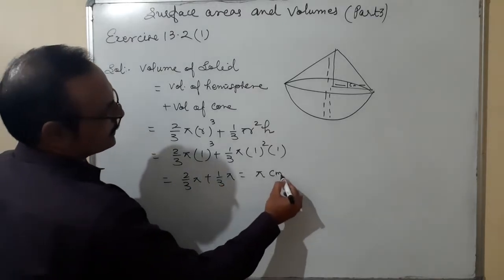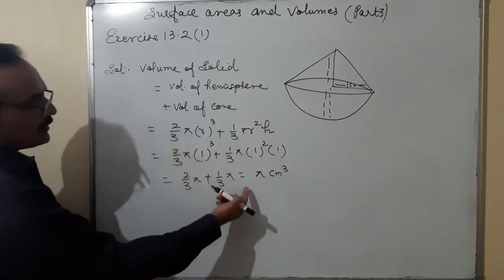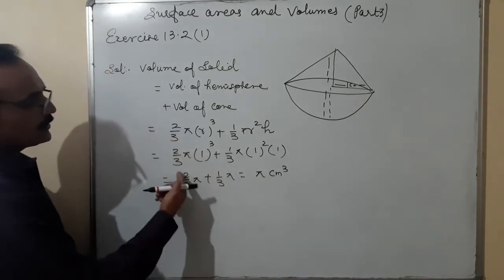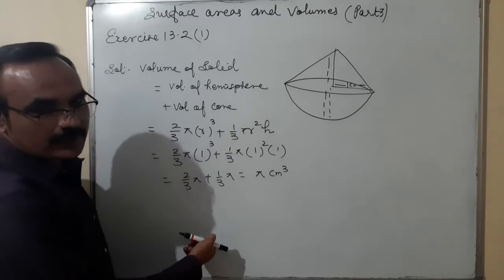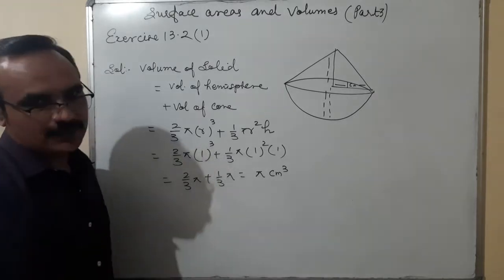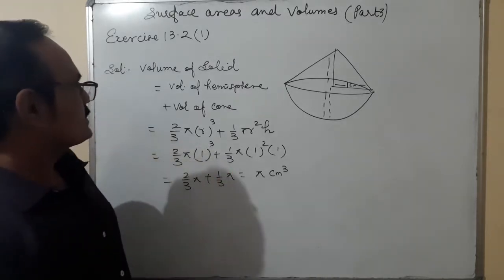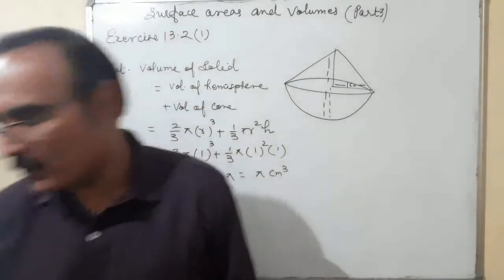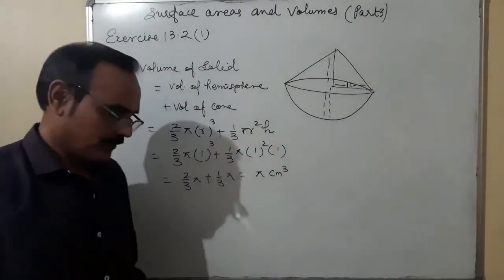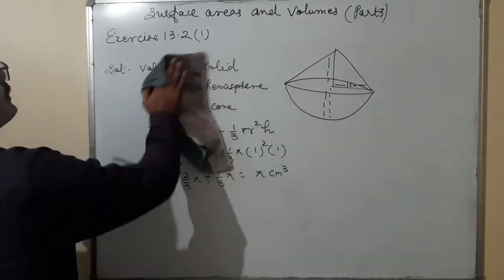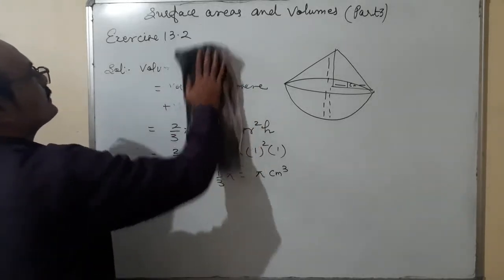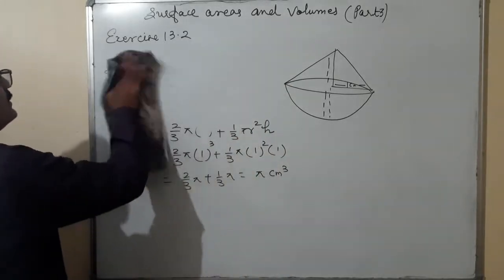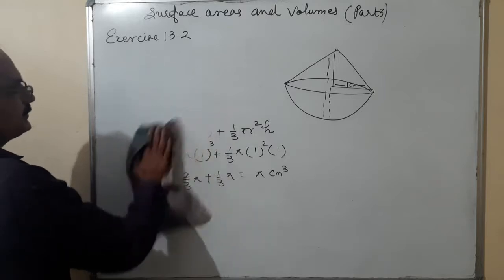Pi centimeter cube. How is it coming pi? Taking LCM 3: 2 pi plus 1 pi, 3 pi by 3, the 3 cancels. It is pi centimeter cube. Okay, so this is the answer. The volume of the solid is equal to pi centimeter cube. Question number 1 completed.